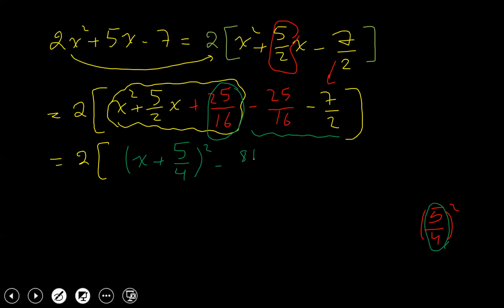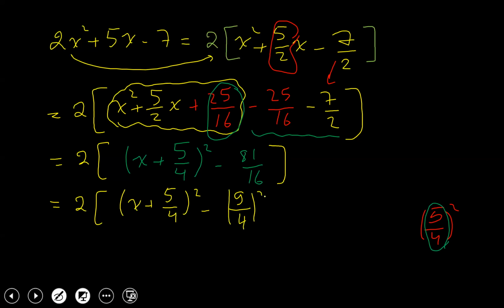81 over 16. Okay. Then 81 over 16, we have to change it into what? Into a square also. So look what do we get here. 81 is 9. Let's just make sure, 8 times 7 is 56. It's 81, right. Then 9 over what? 4, all of it squared.